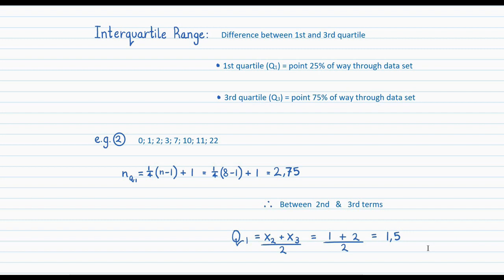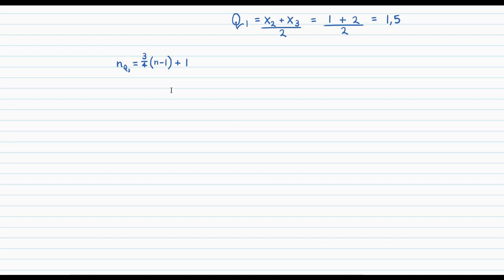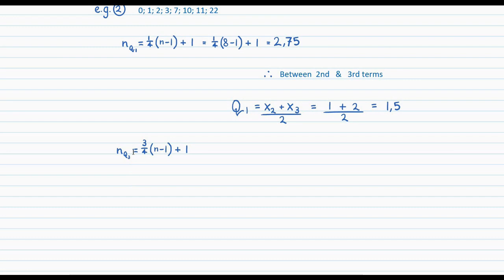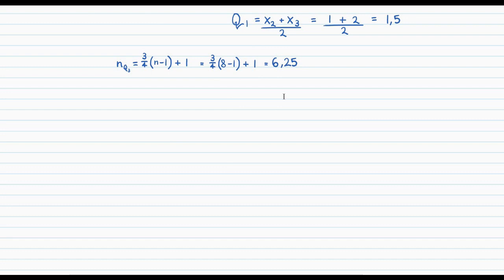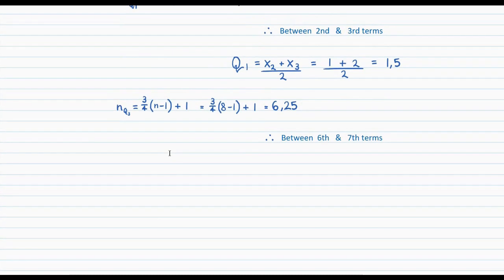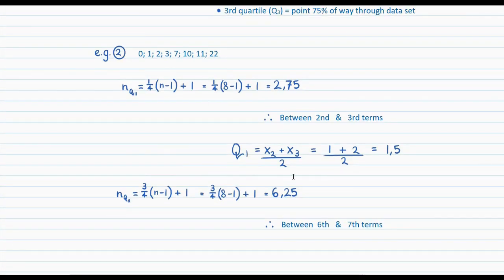And it's a similar procedure for the third quartile, with the starting point being the equation for n of Q3, whose equation is very similar to the one for the first quartile, except now you have a 3/4 in front of the n minus 1 brackets. And when you sub in n as 8, you get the position of the third quartile as 6.25. Therefore, the third quartile lies between the 6th and the 7th terms. Therefore, it would be the average of the 6th and 7th term values, these being 10 and 11. Therefore, the third quartile is 10.5.